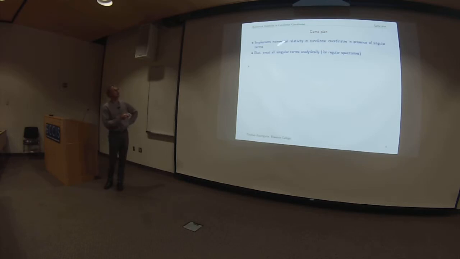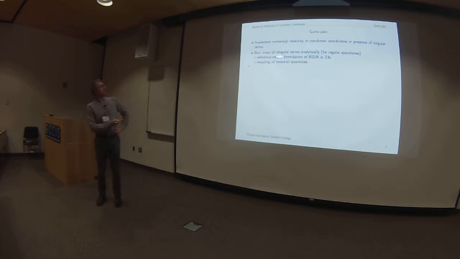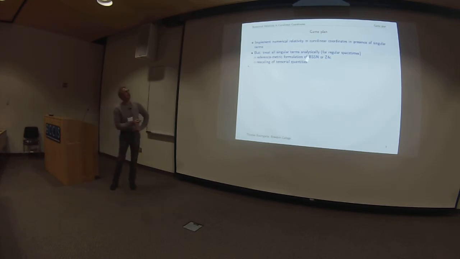But I'm not aware of anybody having done this without any symmetry assumption, because it gets very, very messy. And the beauty of this approach is that we will not regularize these equations. There will be singular terms on the right-hand side, but we'll treat them analytically, and that is the key. I use two ingredients in order to do that. One is a reference metric formulation, which I'll explain. I've implemented this for BSSN, and also for Z4c, so that works the same way. And also, you need a rescaling of the tensorial quantities. Again, most of my talk will be explaining what that means.